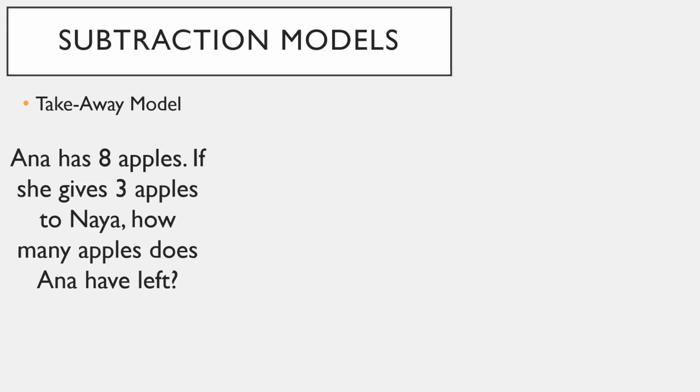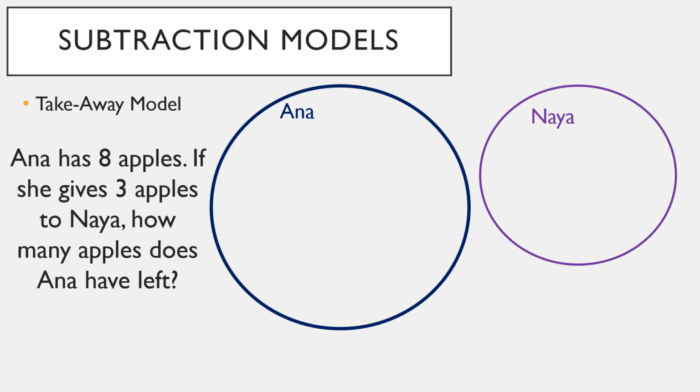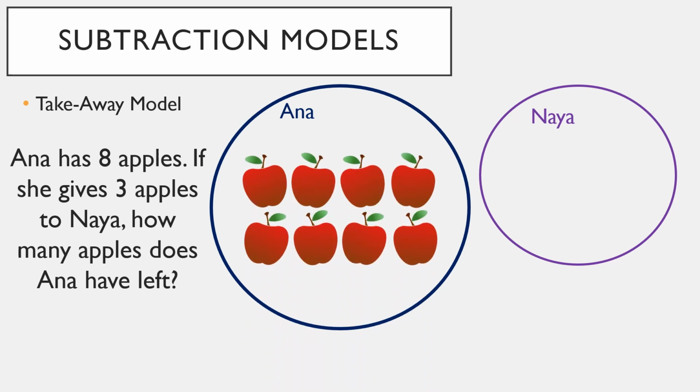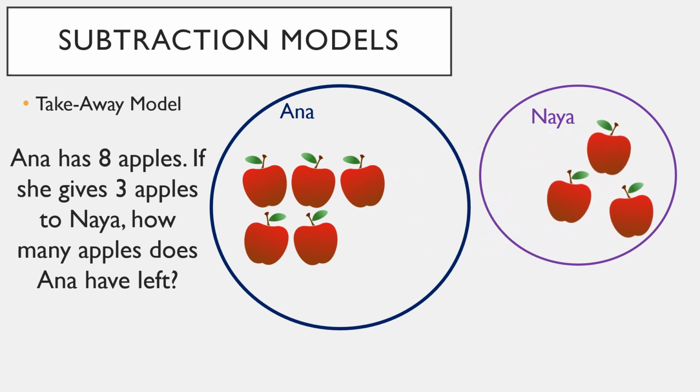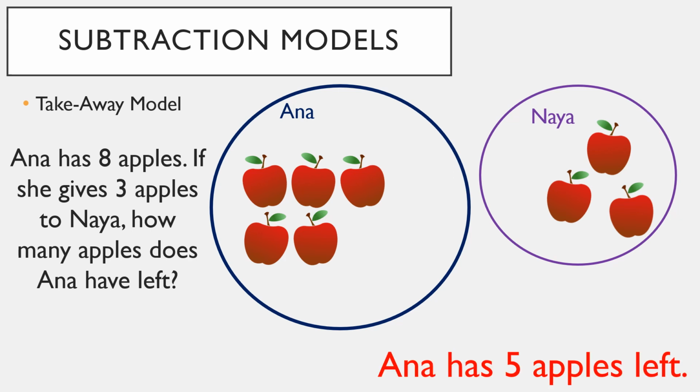Let's say that Anna has 8 apples. If she gives 3 apples to Naya, how many apples does Anna have left? We might draw 2 little circles, one for Anna, one for Naya, and give Anna her 8 apples. Then we know that Anna is going to give 3 of her apples to Naya, so we move those over to Naya. Our question is asking how many apples Anna has left, so students can easily look at Anna's set and count up how many apples she has left. She started with 8, she gave 3 away, and it resulted in her having fewer apples. So Anna now has 5 apples left.